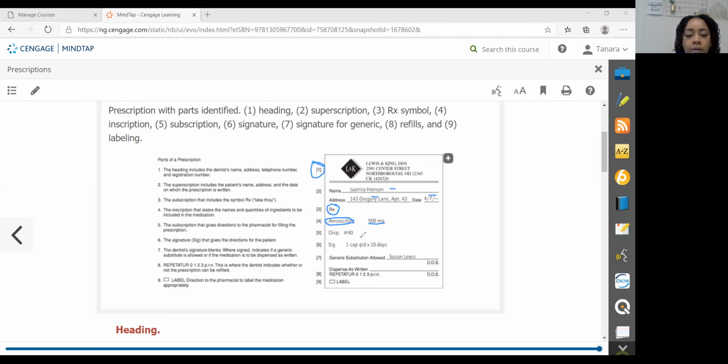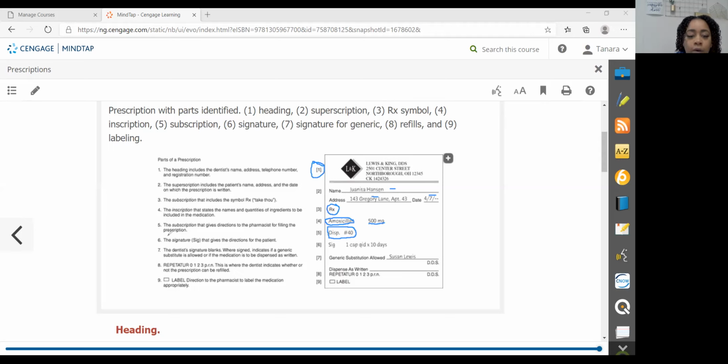Okay. Number four, the dispense, I'm sorry, five, it just gives directions to the pharmacist to know how to fill a prescription. How many pills do I give this patient? So here, it's dispensing 40 pills that they're going to give. Amoxicillin is an antibiotic. It's to treat infections and things like that. So they get 40 pills.